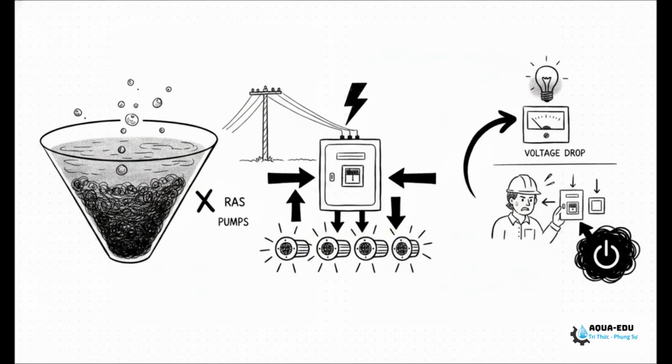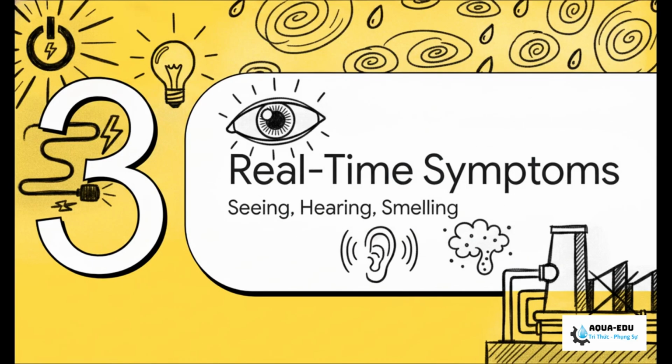Oh, and there's a secondary danger we have to prep for: inrush current. When the power finally does come back on, simultaneously restarting all those massive motors can either overload the newly restored grid, causing a huge voltage drop, or just trip the breakers, plunging you right back into the dark. Which brings us to section 3, recognizing the symptoms.